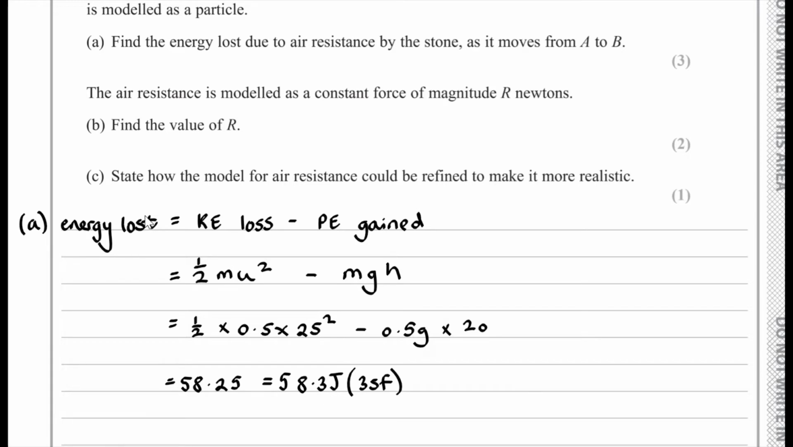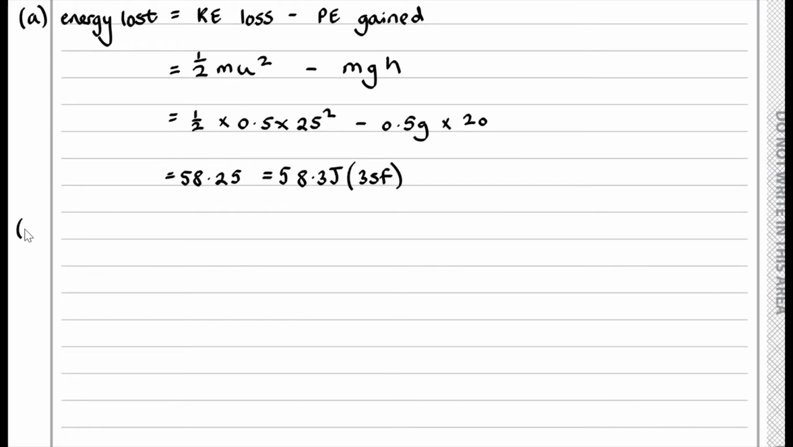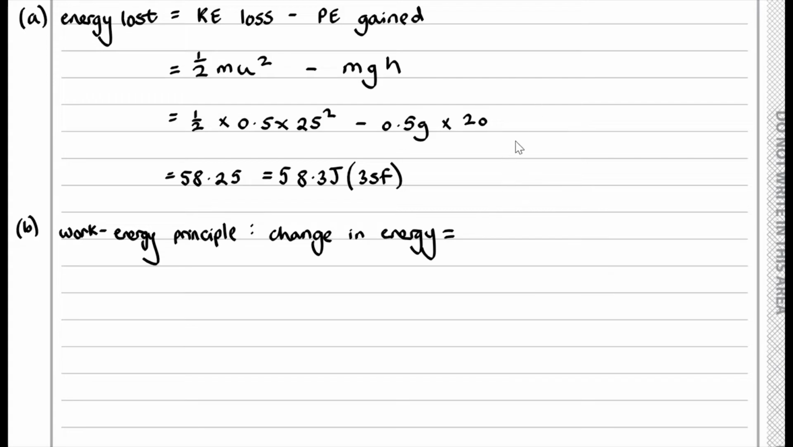Now, for part B, the air resistance is modelled as a constant force of magnitude R newtons. We have to find the value of R for part B. For part B, we would have to use the work energy principle. Okay, and the work energy principle tells us that the change in energy is equal to the work done on the particle.